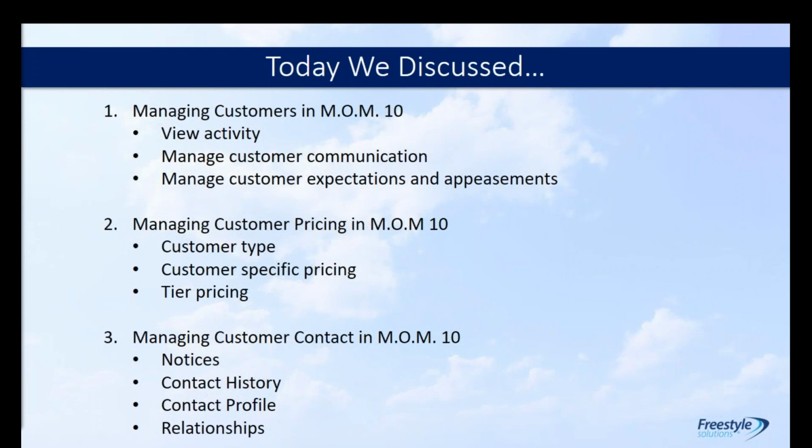Then we talked a little bit about pricing itself. So we talked about managing pricing based on customer type. Customer-specific pricing, so only that one individual customer will get it. Then we also talked about tier pricing. And finally, we talked about managing the different aspects of customer contact within M.O.M, which are your notices, your contact history, your contact profile, and then intertwining relationships between all your customer records within M.O.M and making sure that you get the most out of them.